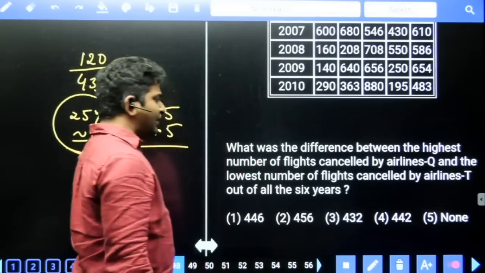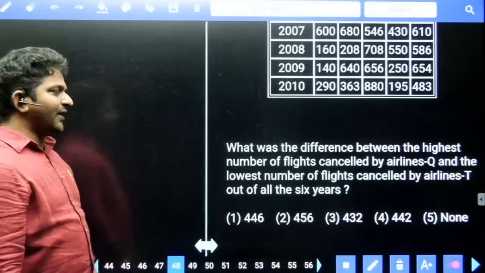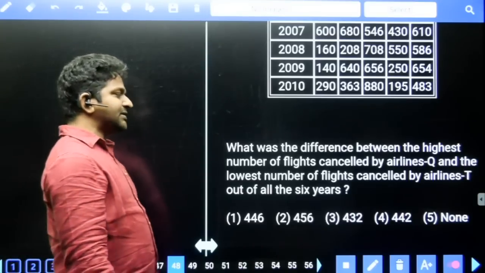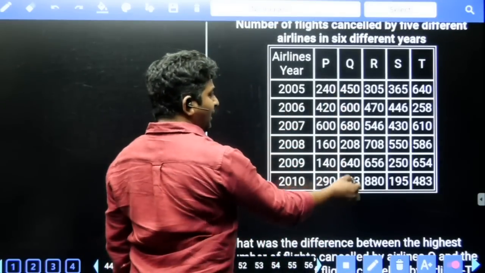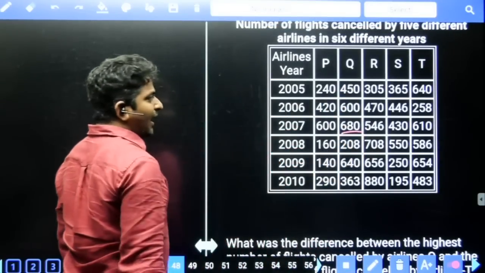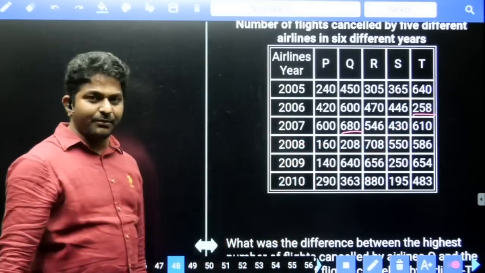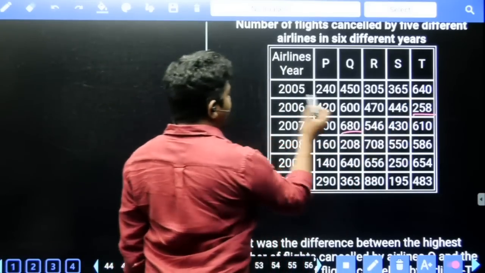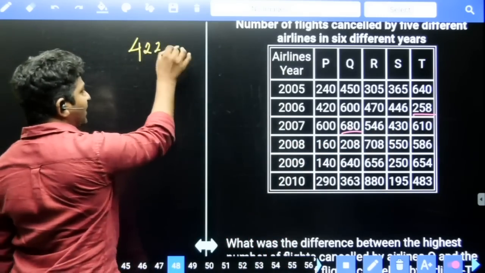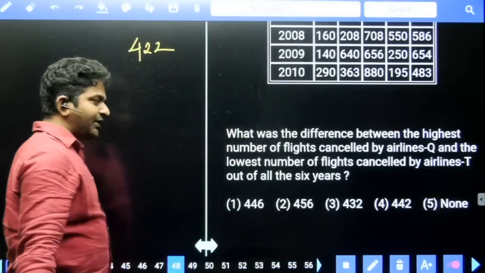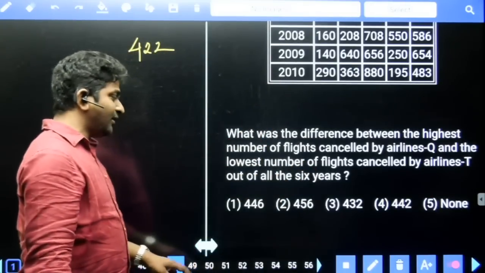What was the difference between the highest number of flights cancelled by airline Q and the lowest number of flights cancelled by T out of all the years? Highest number in Q and least number in T. For Q, the highest is 680, and for T, the least number is 258. You are asked to calculate the difference between both. 600 minus 200 is 400. 80 minus 58 is 22. 422 is the difference. 422 should be your answer. As that is not there, let's go for none of these.